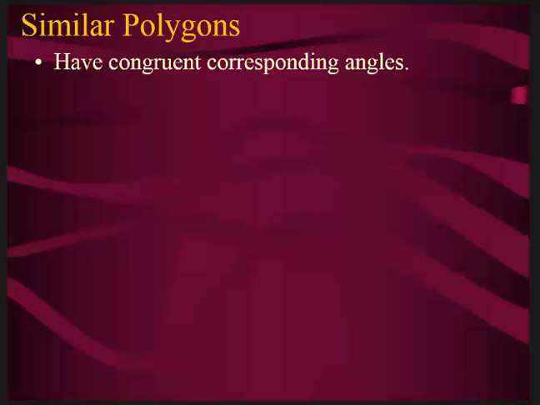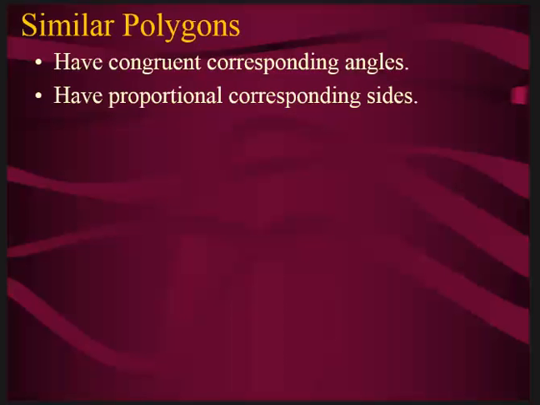So similar polygons, one, have congruent corresponding angles. All the angles in the same position will be the same measure. Two, they have proportional corresponding sides, so I make a proportion out of the corresponding sides, and they should all reduce to the same number. And we would then use our little tilde to mean it is similar to in our similarity statement.